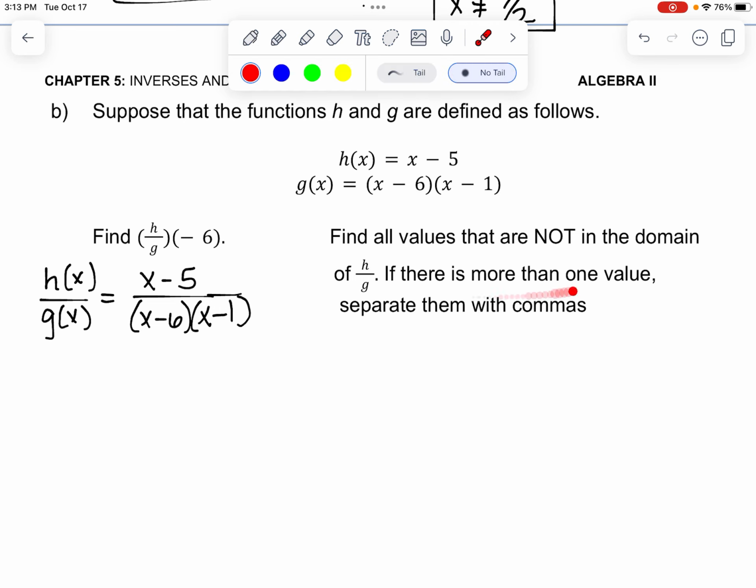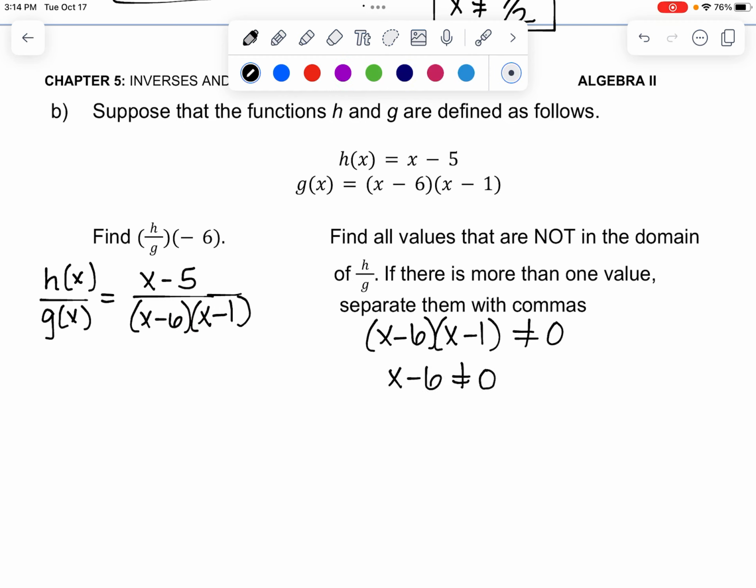So now this one still, remember, we do not want our denominator to be equal to 0. So we have x minus 6 times x minus 1. We do not want that equal to 0. Hopefully this looks familiar. We just spent a lot of last chapter on this. These are its factored form. If we set these factors not equal to 0, that's going to get our values that are not going to be defined. Because again, you do not want these to equal 0. So you can say that x minus 6 cannot equal 0. x minus 1 cannot equal 0, because that would cause the whole denominator to become 0.